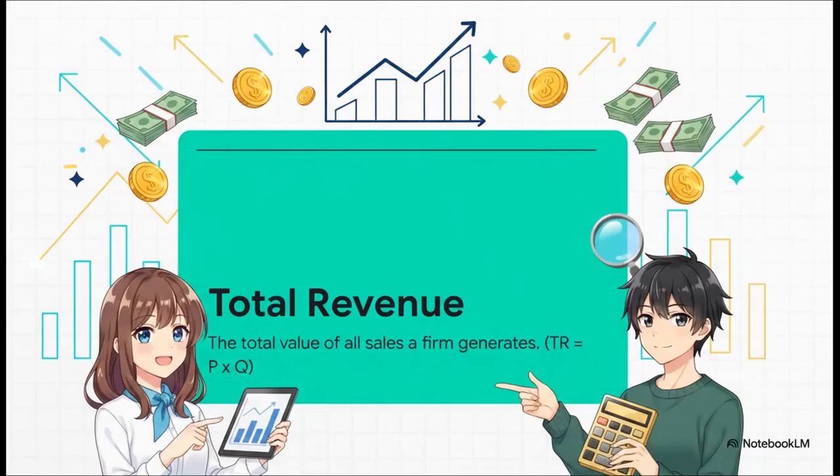Before we run the numbers, let's nail down what total revenue and average revenue actually mean in technical economic terms. Total revenue is simply the total value of all the sales you generate. It's a super easy formula. Your selling price multiplied by the quantity you sold. Average revenue, on the other hand, is your overall revenue per unit. Honestly, in economics, average revenue is really just a fancy technical term for price.